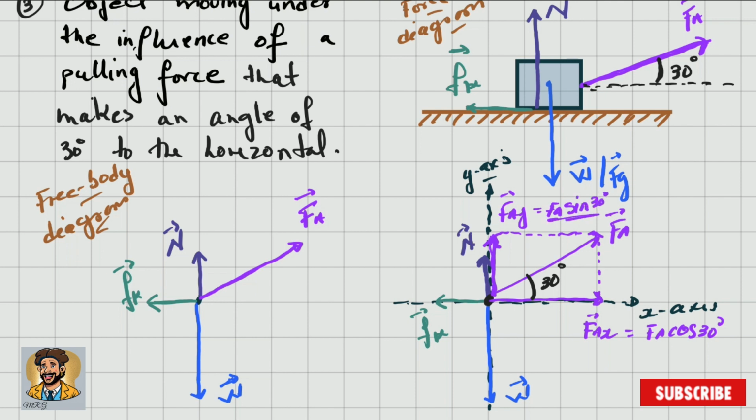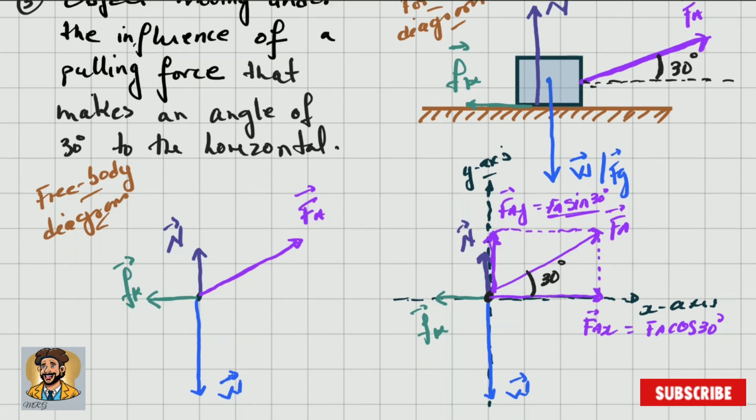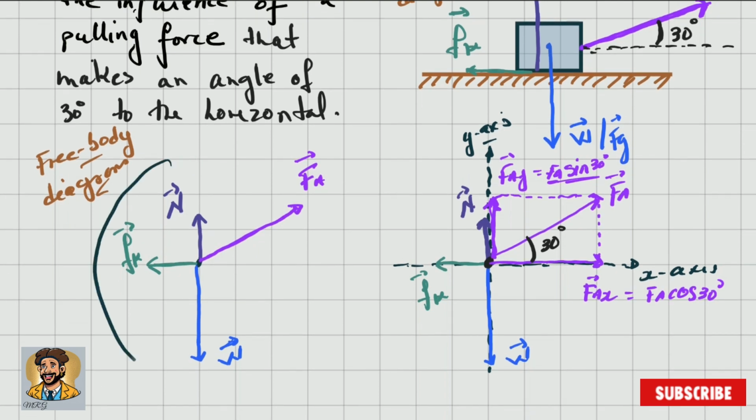Now, what is the problem? The actual free body diagram that you have to draw in the exam is this one here. However, this one can help you to solve the problem because you already know that they are components. So you must see which one you need for the equation you are solving.